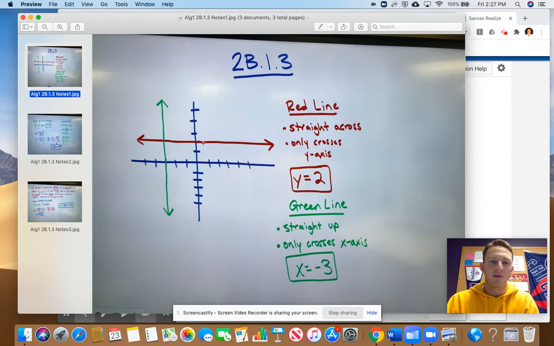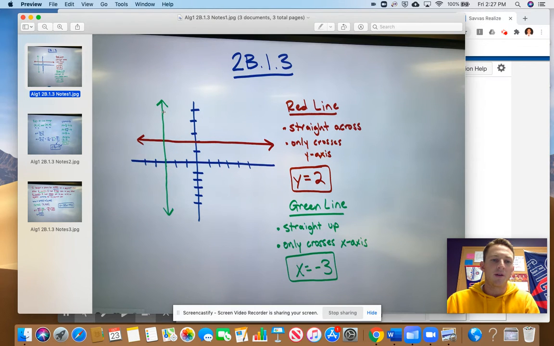It's parallel to it. So since it only crosses the y-axis and it has a slope of 0, our equation for this line is going to be y equals 2. So this would be our y-intercept. And since the slope was 0, there was really no slope.